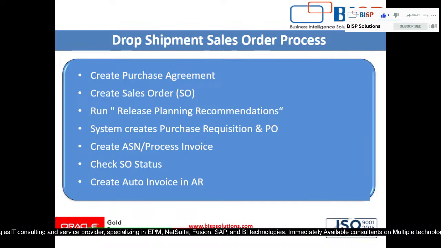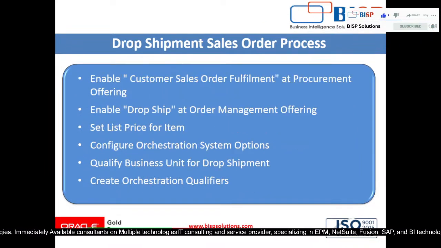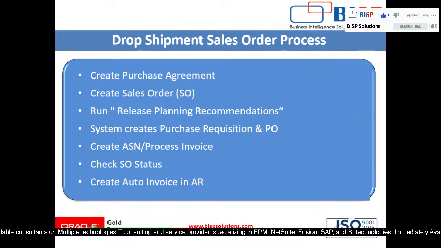So these are the basic required setups for this drop shipment sales order process. Most of the things we have already covered, like how we create the purchase agreement. We have already seen in our previous session creating the sales order, creating the ASN, invoice, and auto invoice. We will just check all the setups, navigate through them, and create one purchase order, and we'll see how we perform this drop shipment sales order process, right?